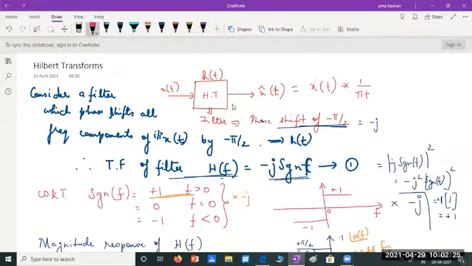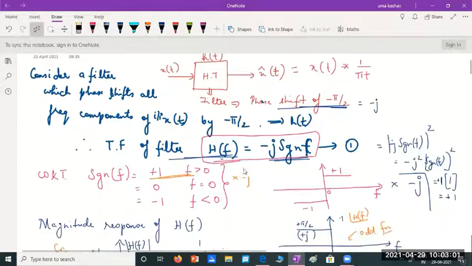This is the result which we got when we started with our assumption of the filter transfer function H of f. So any circuit which needs to give 90-degree phase lag can be assumed with the value minus j. j means pi by 2, minus j means minus pi by 2. And why do I multiply it with the function signum of f? Because the signum of f gives you the value plus 1 for positive and minus 1 for negative frequencies, so it will perfectly suit this function.